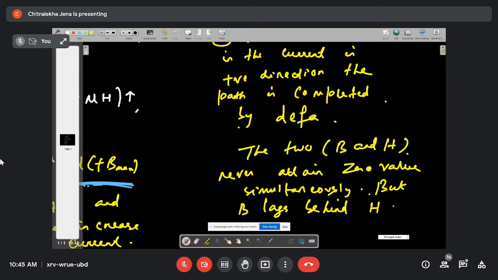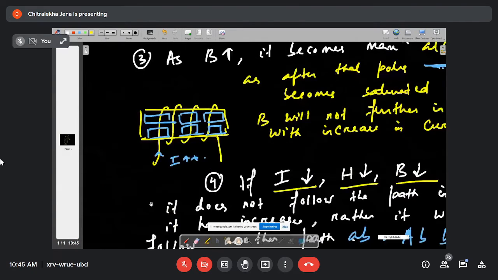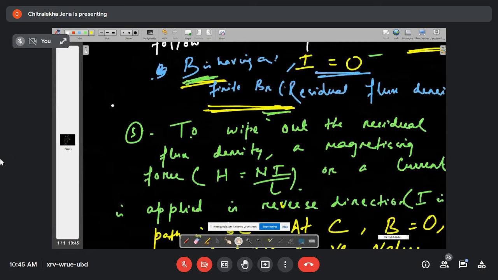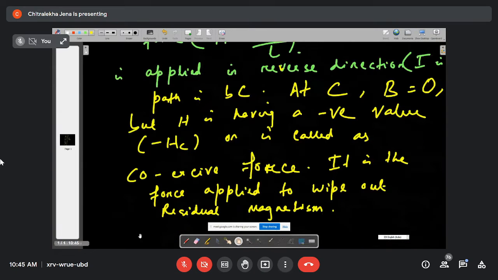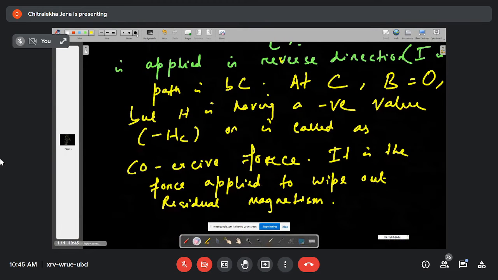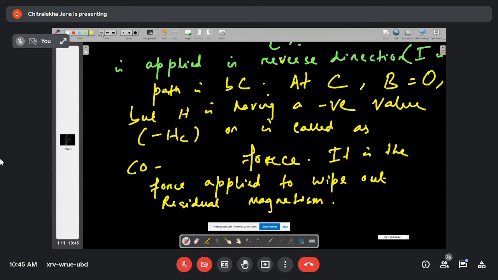Ma'am, in the fifth point, you wrote to cancel out the residual flux density, we have to apply a negative coercive force. Ma'am, coercive force, what is its spelling? Coercive force I have written here. C-O-E-R-C-I-V-E. Coercive force.